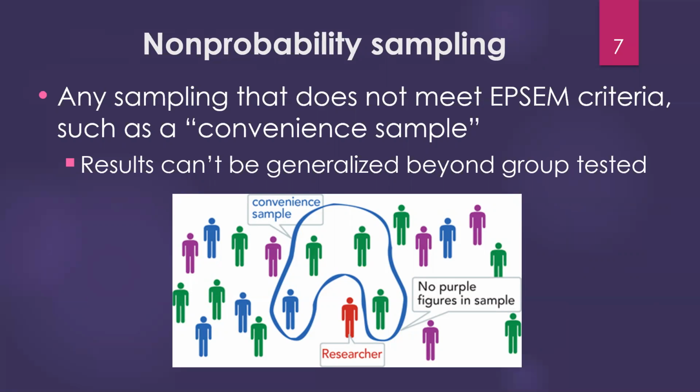The advantages of convenience samples are that they're more feasible or easier to do, but we know then that they tend to not be representative of the population. So we can't generalize results beyond the sample that we've looked at, beyond the group that's being tested.